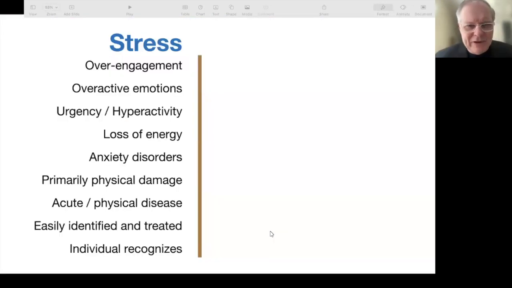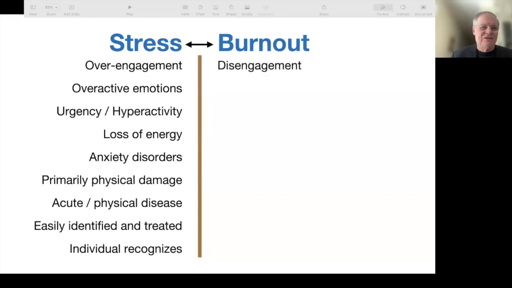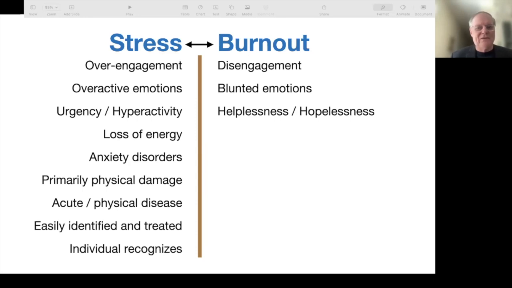So in summary here, when you're stressed, you're overengaged, you're doing too much. In burnout, you're disengaged. You're just not wanting to participate with life. In stress, your emotions are overactive. In burnout, they're blunted. For urgency, in stress, everything's got to be done now. It's got to be hyperactivity. You're constantly doing. In burnout, you feel hopeless, helpless. Why do anything? In stress, you lose your energy. In burnout, you lose your ideals, your hopes, your direction, what's your purpose in life.